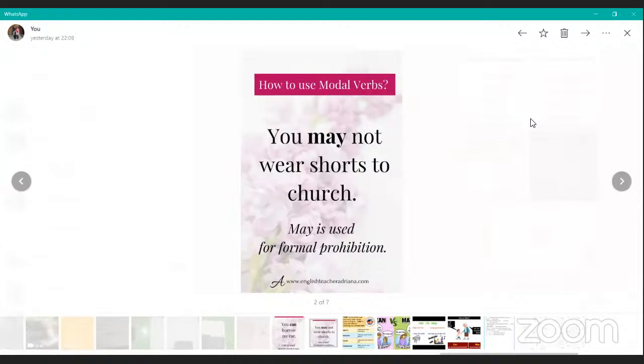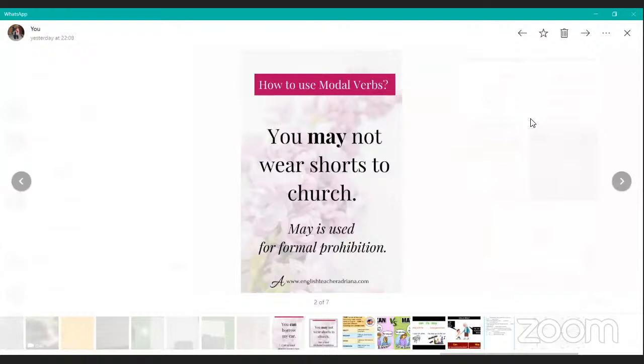Right, now we are going to talk about the modal may. We talked about can. Now I told you our lesson focuses on two modals, one is can, the other one is may. Look at the sentence. You may not wear shorts to church.